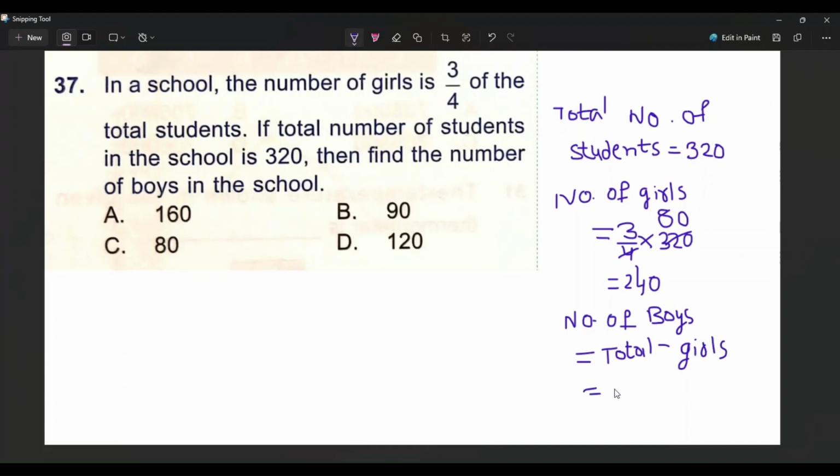So 320 minus 240. Let's subtract 0 minus 0 is 0. 2 minus 4 will not go, take a borrow. So it becomes 12. 12 minus 4 is nothing but 8. It becomes 2 over here. 2 minus 2 is 0. So total number of boys 80. Option A 160 wrong. Option B 90 wrong. Option C 80 is the right answer, children.